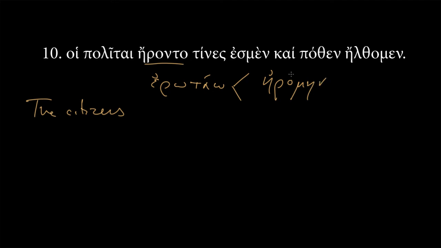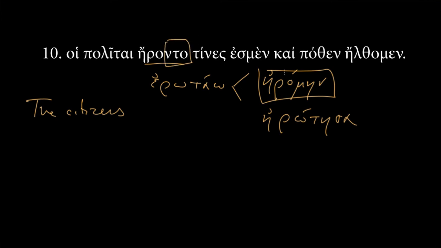Finally, number 10. Hoi politai erounto tines esmen kai pothen elelythamen. So the citizens. And now what tense is this? Because it is indeed from erotao, but note that we just above had two different third principal parts for this verb. We had a middle form, right, which was erésomai, and then we had a more standard weak aorist part, erotesa, that was active. So it is this middle deponent because look, we have a passive or middle passive ending here that we're looking at.